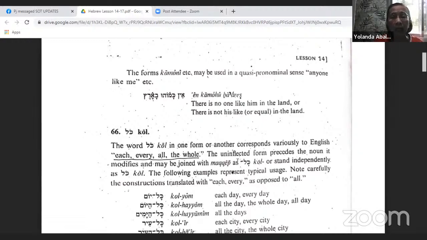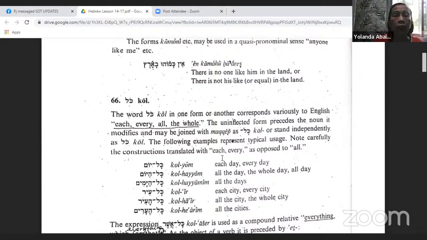Yan, that it looks like the line that is elevated above. It is called kol. Kaya pag kita-transliterate mo, K-O-L, kol. Tapos may linya sa taas. It stands independently as kol. So ito ang ating representative usage. Note carefully. The constructions translated with each, every, as opposed to all. Ito, tingnan nyo. Kol yom. Kol means each day.